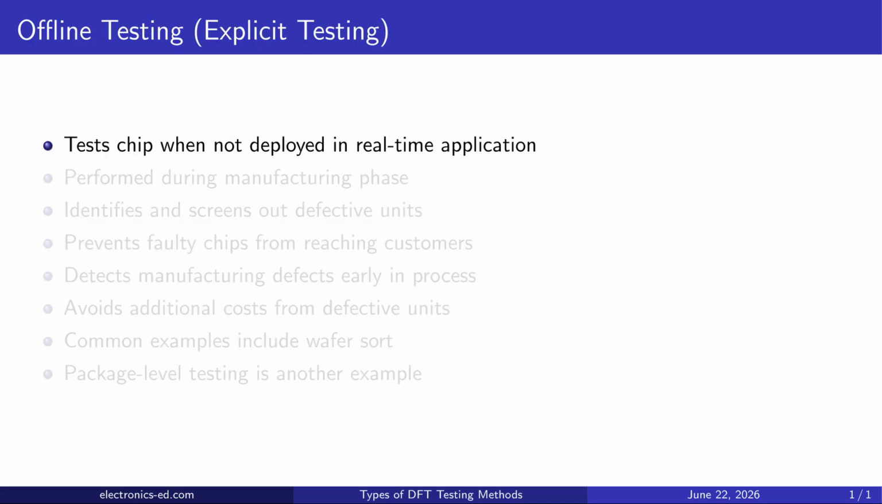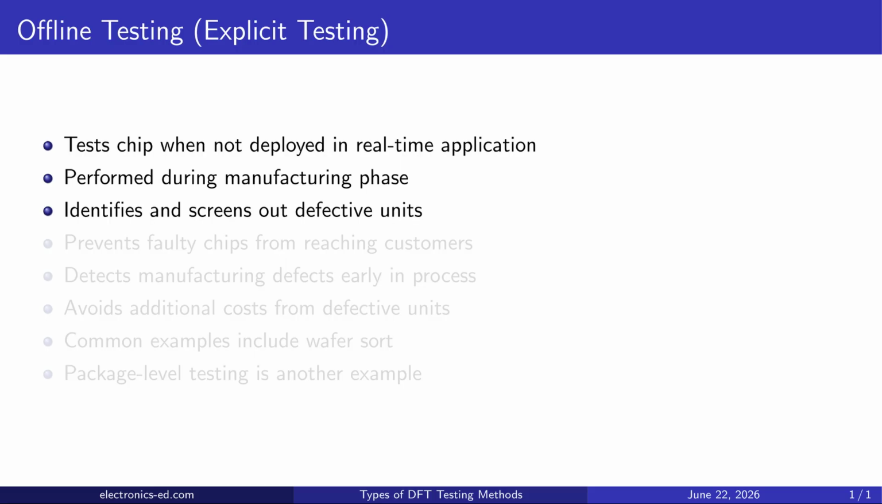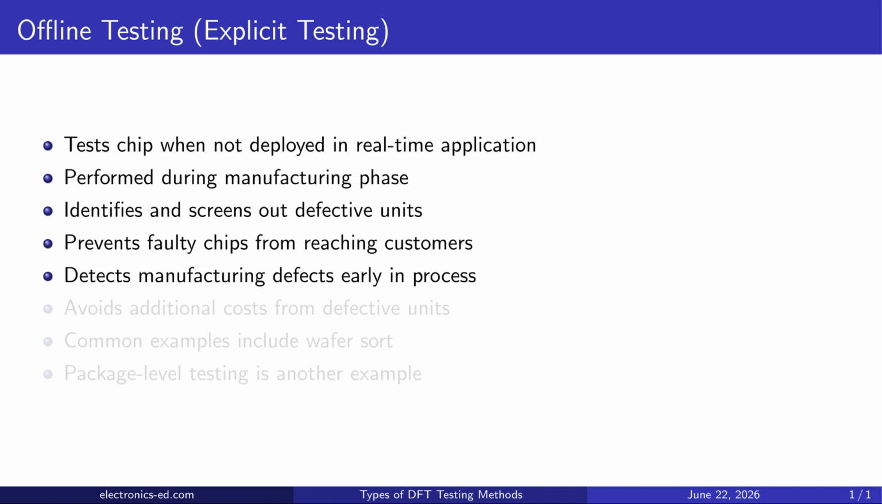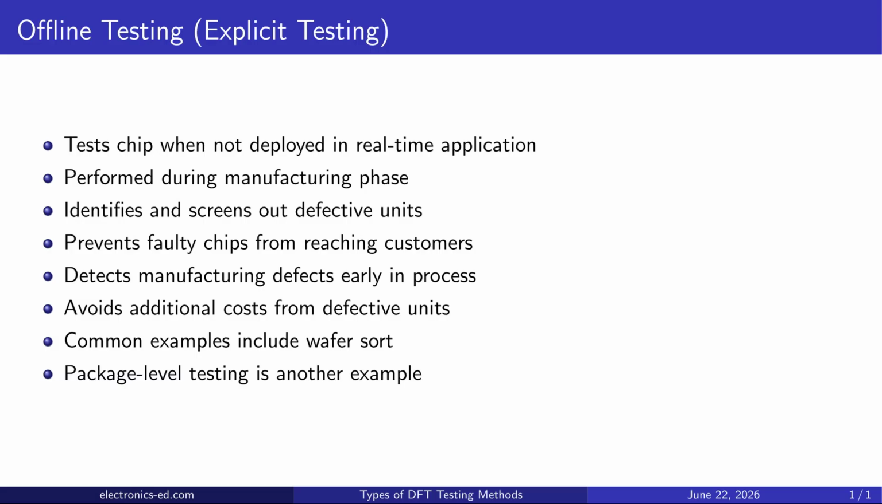Offline testing is performed when the chip is not yet deployed in a real-time application. It's carried out during the manufacturing phase. The goal is to identify and screen out defective units before they reach customers. This prevents faulty chips from being shipped to customers. It detects manufacturing defects early in the production process. By catching defects early, we avoid the extra costs associated with defective units later on. Common examples of offline testing include wafer sort, and package-level testing is another typical example.